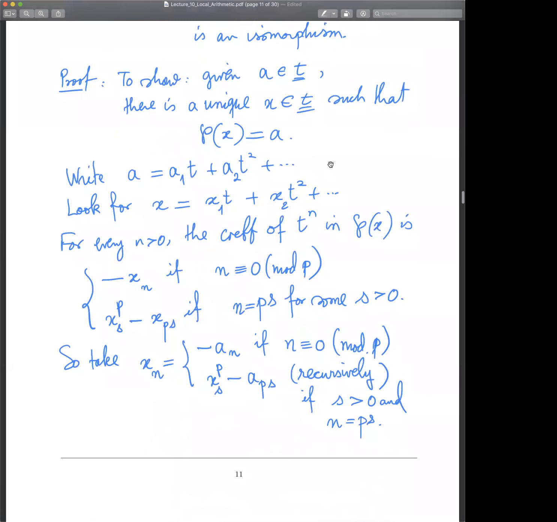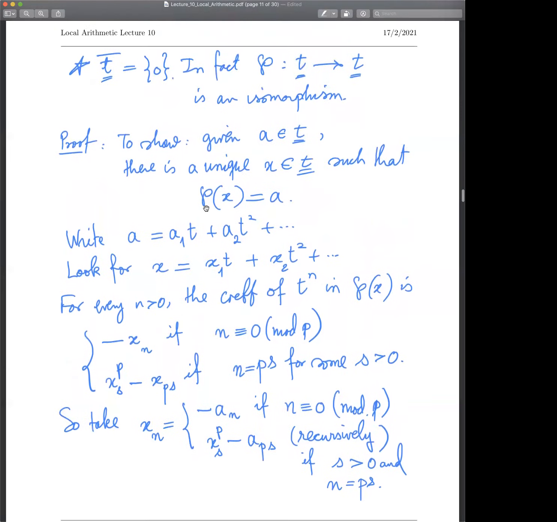So this A is given to us. It has these coefficients A1, A2, etc. And this X is what we are looking for. Let's say that the coefficients of X are X1, X2, and so on. Why is there no A0 and no X0? Why are there no constant terms? There are no constant terms because A is in the ideal T, and we are also looking for an X in the ideal T. So there are no constant terms. Or in fact, the constant term is 0 is the more correct way of saying it.